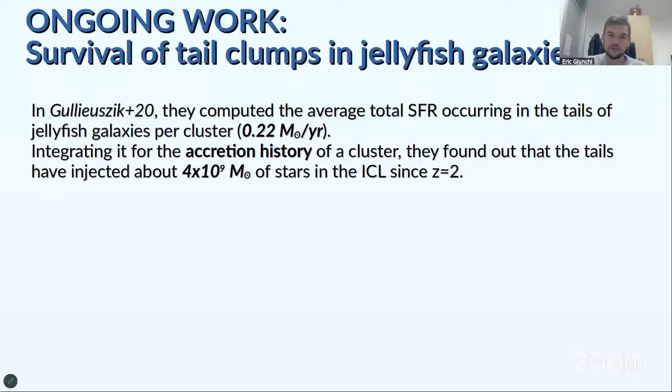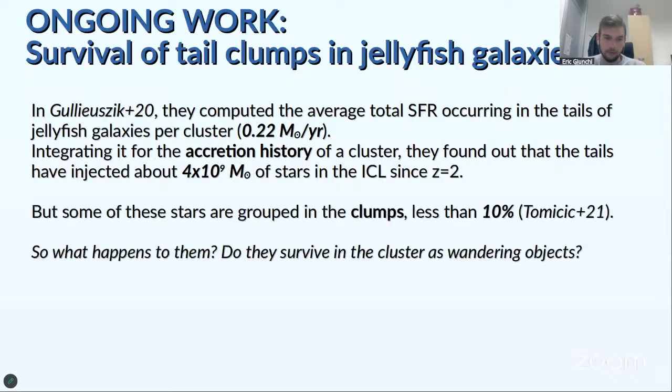And they found out that since redshift 2, the jellyfish have brought about 4 billion solar masses of stars into the intracluster light, which is really a small fraction of the total intracluster light. So this is negligible. But the question is, we know that some of these stars are grouped together in clumps.